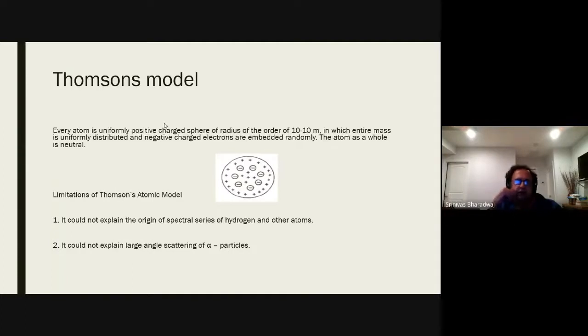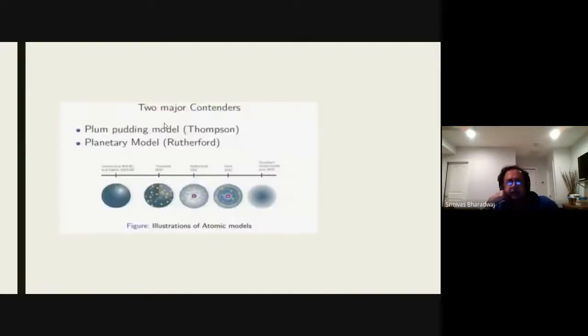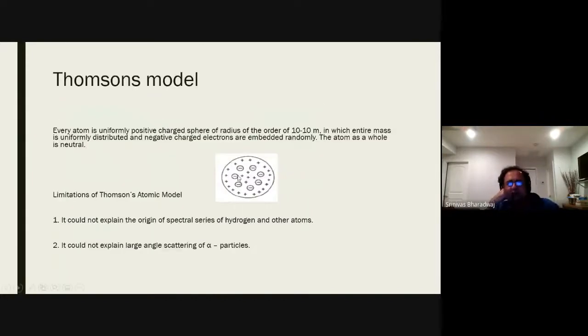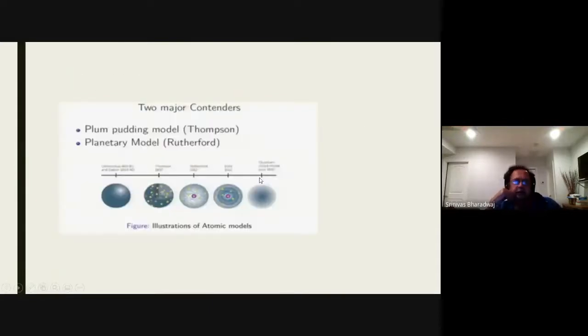Okay, now there were many limitations. It could not explain the origin of spectral series of hydrogen and other atoms. It could not explain large angle scattering of alpha particles, and we will discuss alpha particles very soon. Okay, and this is what is called the plum pudding model. So this looks like a plum pudding, right? In a plum pudding, there are all these things inside a pudding. This is the pudding, and there are many plums.